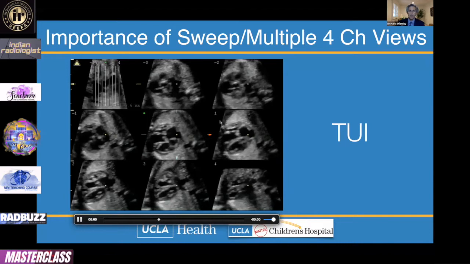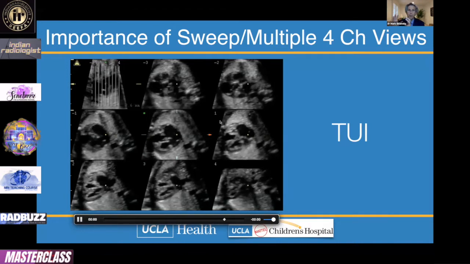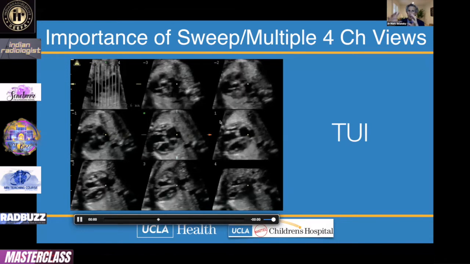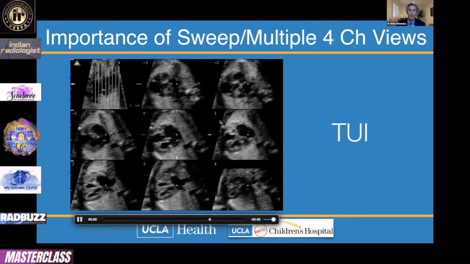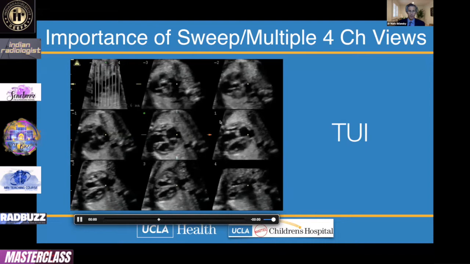So the key is the importance of the sweep or multiple 4-chamber views. You don't want to just get one 4-chamber view. You can easily make an AV canal defect look normal on a 4-chamber view. The key is to sweep back and forth, get multiple views of the 4-chamber, multiple angles of acquisition, but also sweeping back and forth from transverse cut to the abdomen and then all the way up, as this TUI shows you. Otherwise, it's possible to miss it.